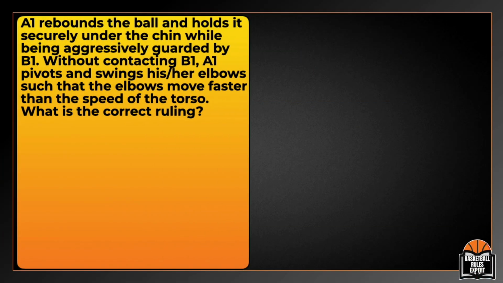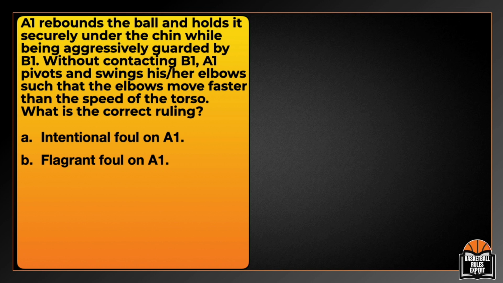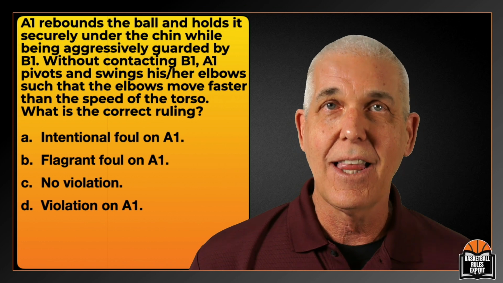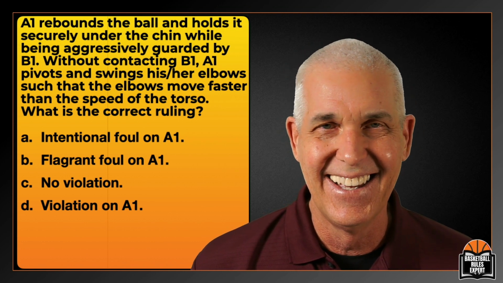A1 rebounds the ball and holds it securely under the chin while being aggressively guarded by B1. Without contacting B1, A1 pivots and swings his or her elbows such that the elbows move faster than the speed of the torso. What is the correct ruling? A. Intentional foul on A1. B. Flagrant foul on A1. C. No violation. Or D. Violation on A1. I officially like that limited selection.